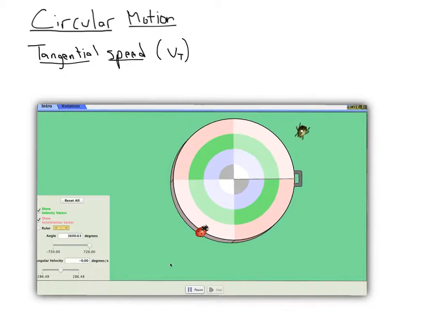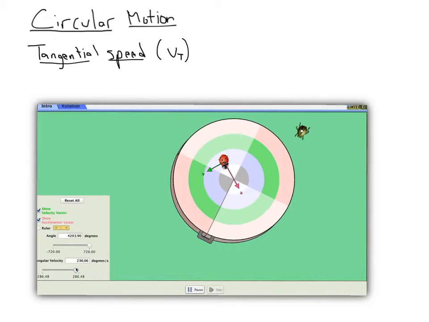I brought in two ladybugs for us to look at. And I'm going to put them on a turntable, like a DJ record player type turntable. And we're going to let them turn. The tangential velocity is the speed at which this bug is moving in a straight line. So if I pause the video, we see as the bug goes around the circle, at this point in time, her speed tangent to the circle is in this direction.